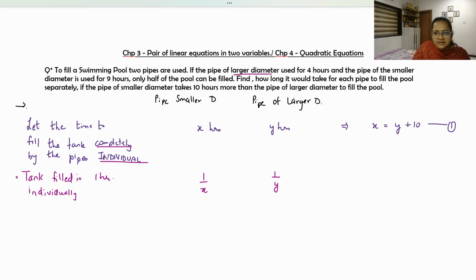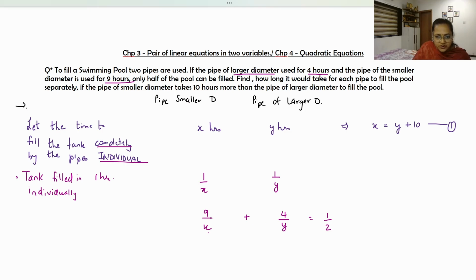Now the condition says the pipe of larger diameter was kept open for 4 hours. So in 4 hours, how much water would be filled? Larger diameter, 4 hours, so 4 upon y, because we'll multiply this with 4. And the pipe with smaller diameter was kept open for 9 hours, so it will be 9 upon x. And they both were kept open together. So in that case, only half the tank was full. So when I say 9 upon x is work, 4 upon y is the work done by the pipe.